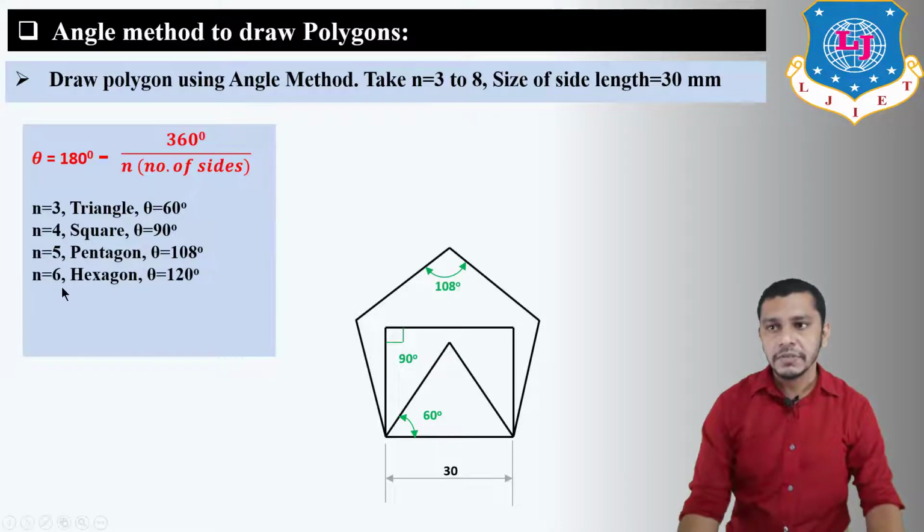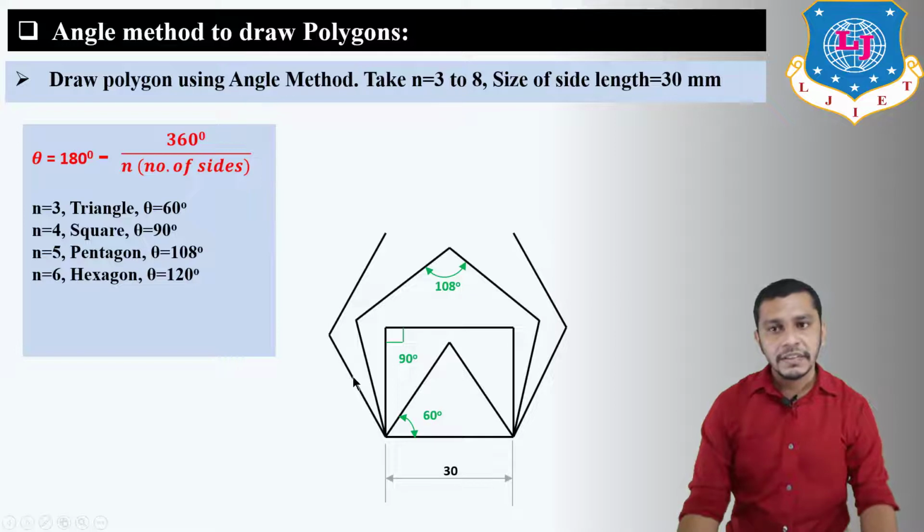Now if n is equal to 6, the polygon will be the hexagon, and for that theta will be equal to 120 degree. Theta is the internal angle of the polygon. So from this point, measure angle of 120 degree in this direction, and from this point measure 120 degree angle in this direction and draw the lines having length equal to 30 mm. And again from these points, same, measure angle 120 degree, draw a line having length 30 mm. You will get these 2 points and connect these 2 points. You will get the hexagon.